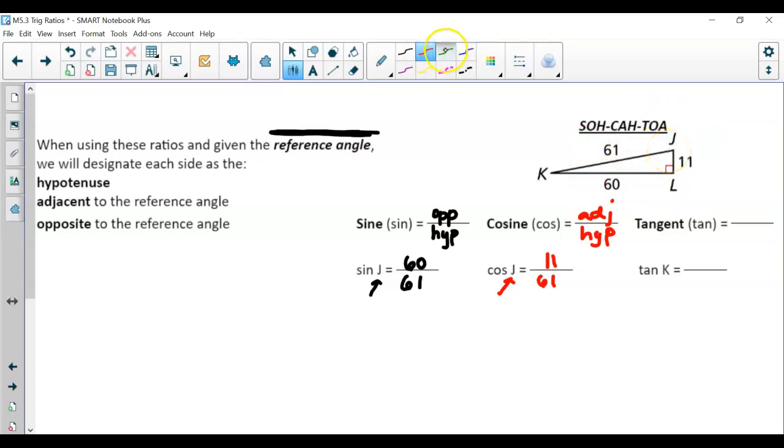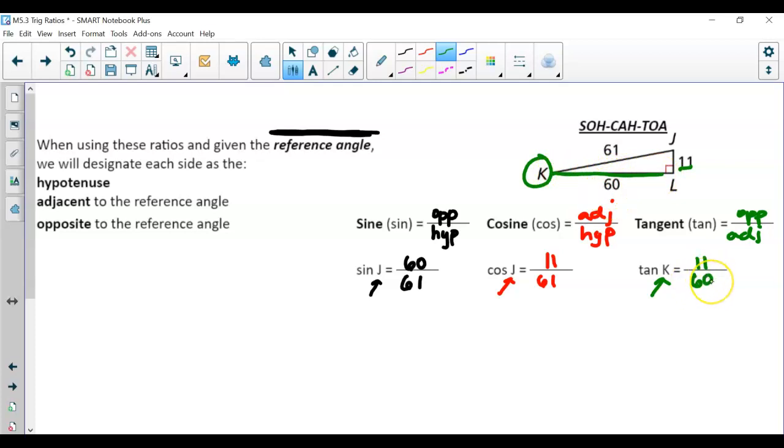So then last is tangent, which is the opposite over adjacent. So now here, notice if I want to know tangent of K, K is our reference angle. So what is opposite to the reference angle? 11. Notice how clear opposite. So 11 over, what is adjacent, connected?